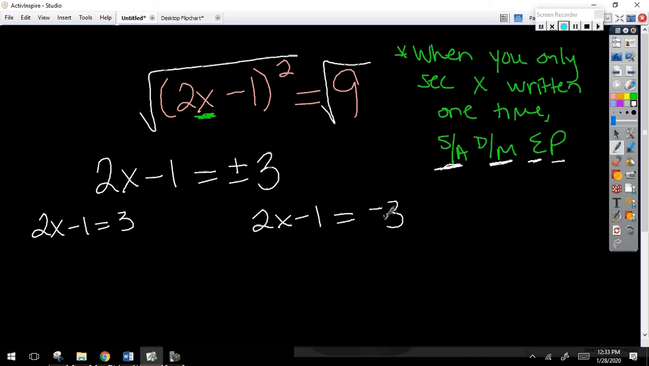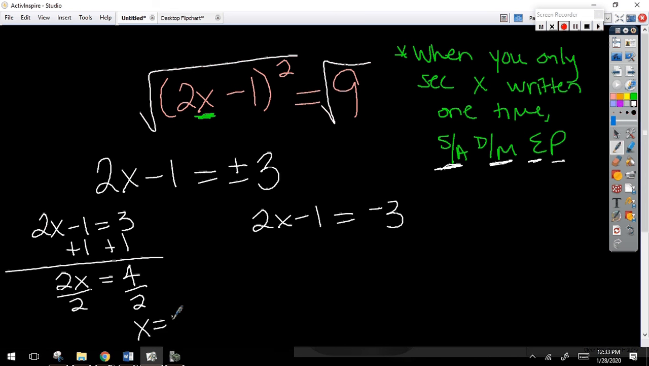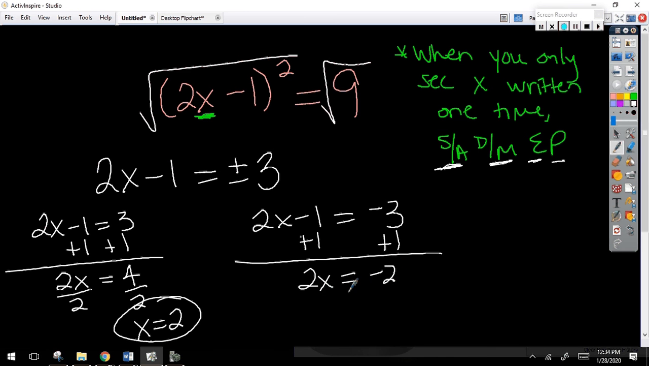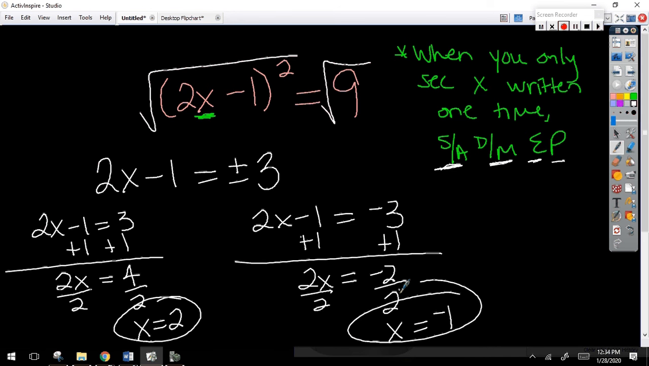What do I do to get x by itself now? Look at the first equation. And then what? How about here? Same thing. Add 1, only this time it's going to give me negative 2. So when I divide by 2, I get what? Yep. And there are my 2 answers.